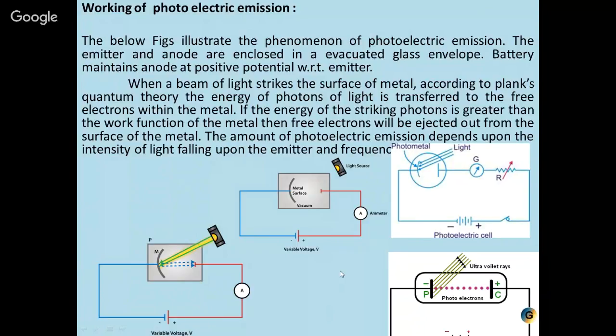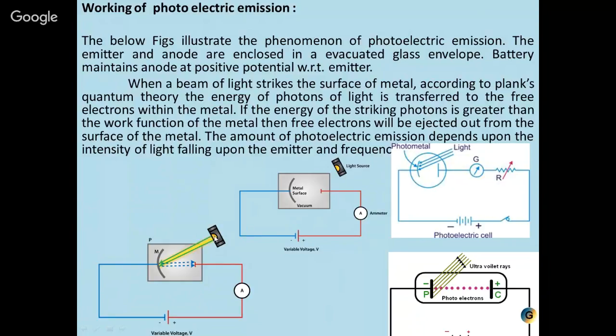The figures below illustrate the phenomenon of photoelectric emission. The emitter and anode are enclosed in an encapsulated glass envelope, and the battery maintains the anode positive with respect to the emitter. Why are we calling it the emitter? Because it emits the electrons. Therefore, here we are not using the term cathode, we are using the term emitter. This emitter is at negative potential and the anode is at positive potential. Here we have created a field of attraction. So when light is not falling on this, no electrons come, and therefore this circuit acts as an open switch.